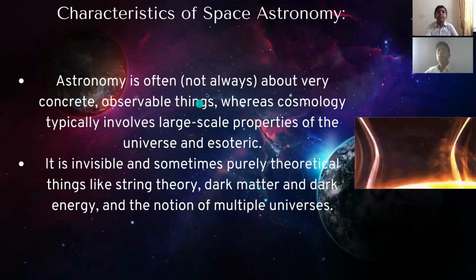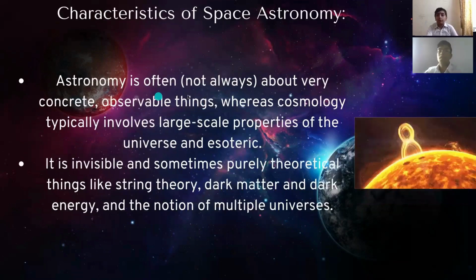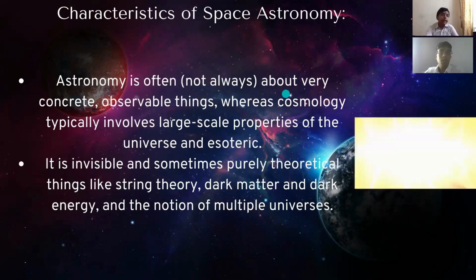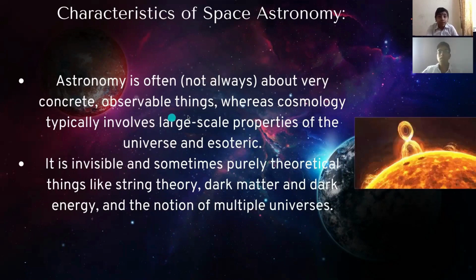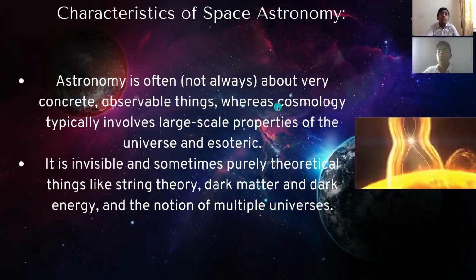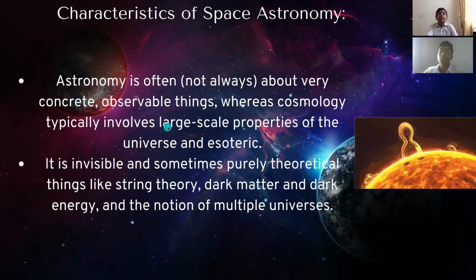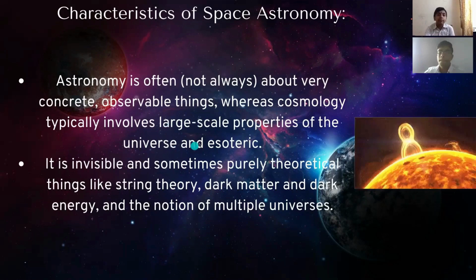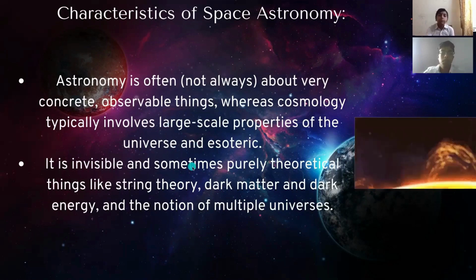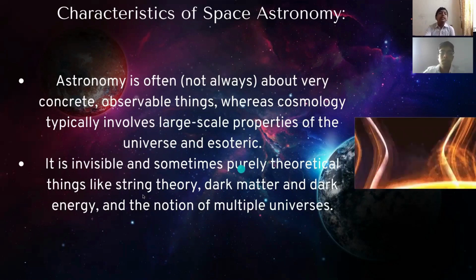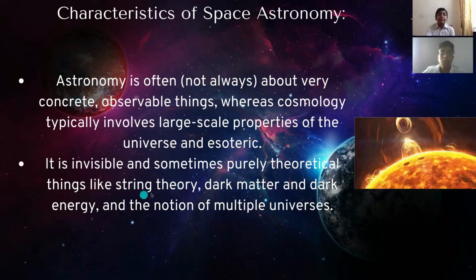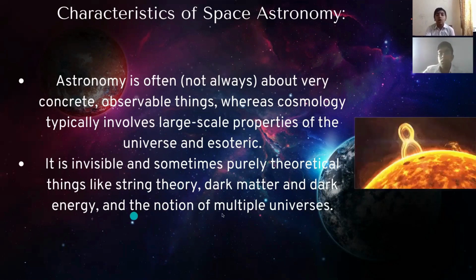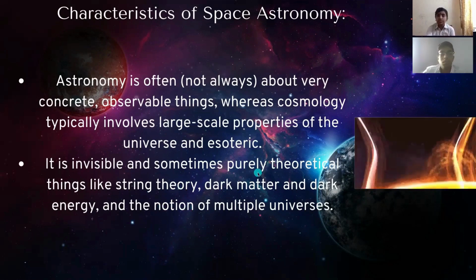Characteristics of space astronomy. Astronomy is often, but not always, about very concrete, observable things, whereas cosmology typically involves large-scale properties of the universe and esoteric, invisible, and sometimes purely theoretical things like string theory, dark matter and dark energy, and the notion of multiple universes.